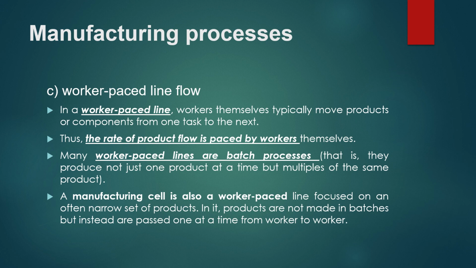A manufacturing cell is also a worker pace line focused on an often narrow set of products. In it, products are not made in batches but instead are passed one at a time from worker to worker.